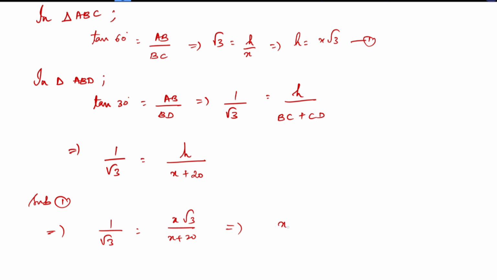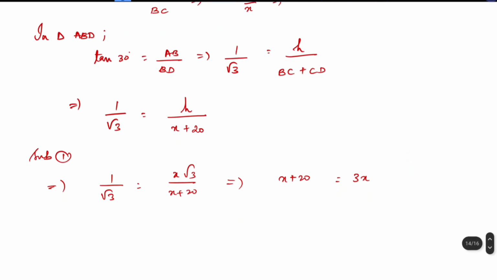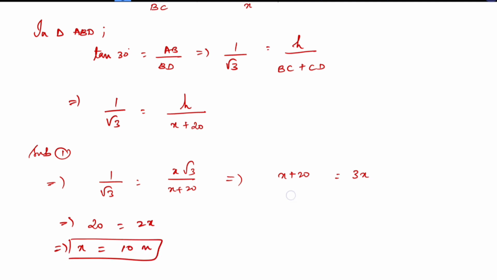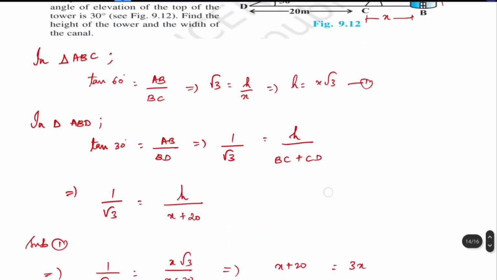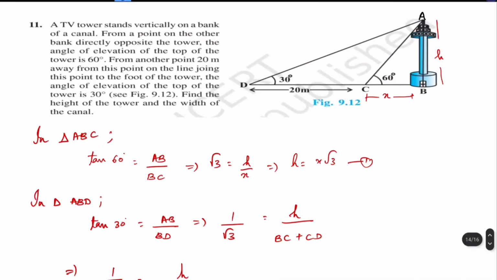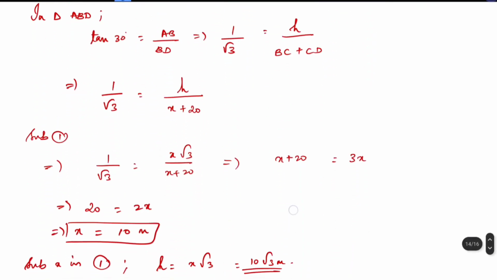Cross multiplying, we get x plus 20 is equal to 3x, which in turn gives us 20 is equal to 2x, which gives us x is equal to 10 meters. Substituting x in 1, we get h is equal to x root 3, which is equal to 10 root 3 meters. Therefore, height of the tower is 10 root 3 and width of the canal is x, that is 10 meters.